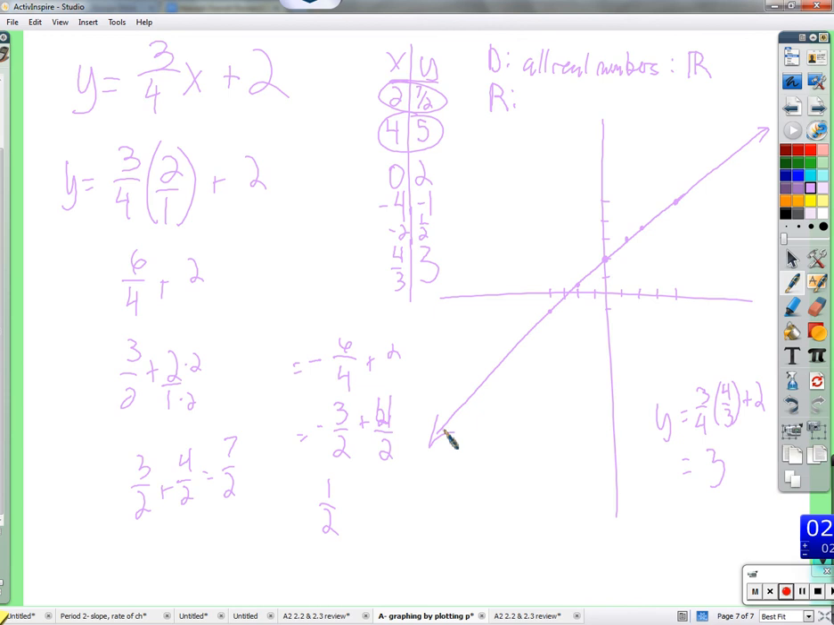I can get anything out of the function I want. I might have to put in some weird fraction or decimal or something, but I can get anything for y. It is conceivable. So for the range, y can be anything. I can get any y, I just have to pick the right x. The same with x: x can be anything, and then y will just be whatever it is.